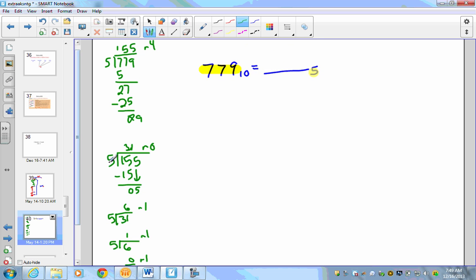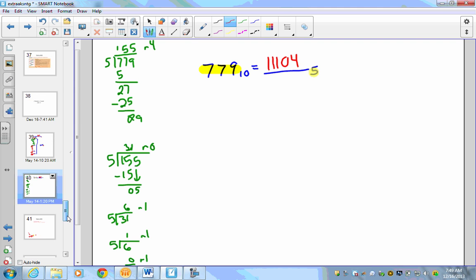All right, so we are going to read this as our answer: 100, actually not 100, I'm sorry, 11104. So that is 11,104. There's your answer.